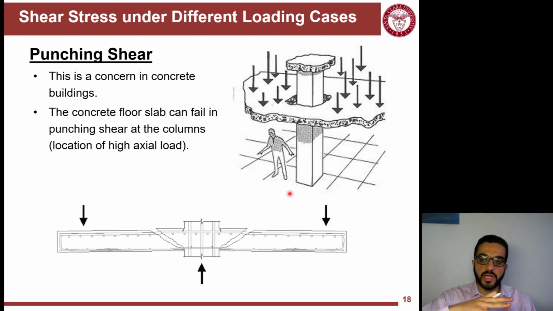Columns punch through the slabs when the slabs are loaded. So we resist that by reinforcement in the slabs and designing to account for that. So this is just another case of punching shear.